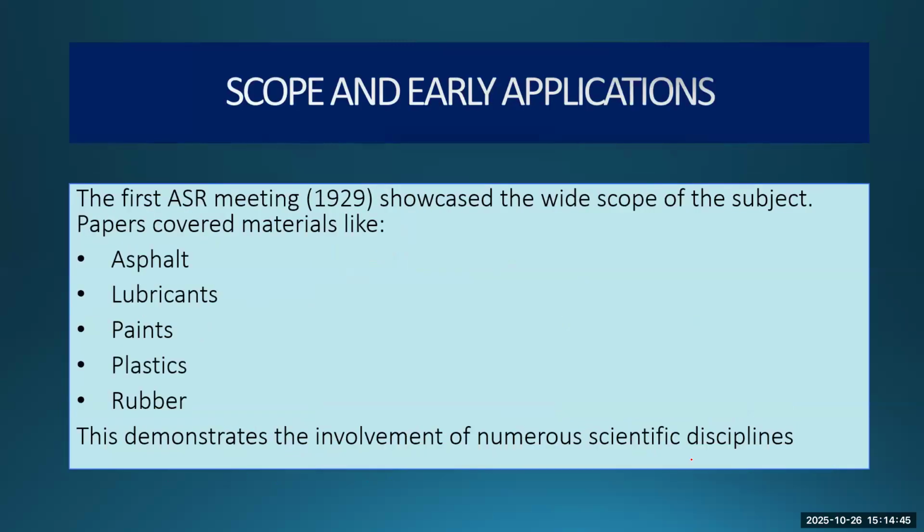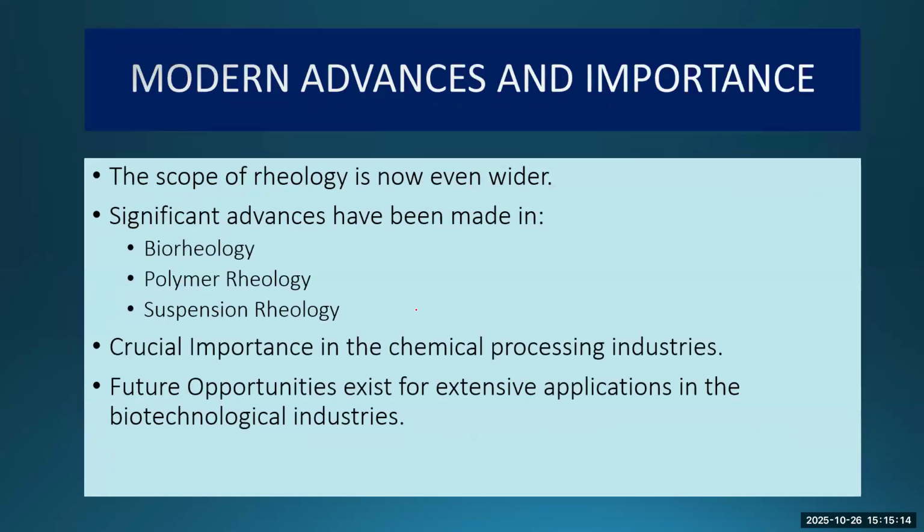Its scope and early applications: it is not only dealing with the food. Apart from food, it has many applications, and it has been widely tested and tried for different fields, such as lubricants, paints, plastics, rubber, asphalt, etc. So it has a wide scope of subject apart from food.